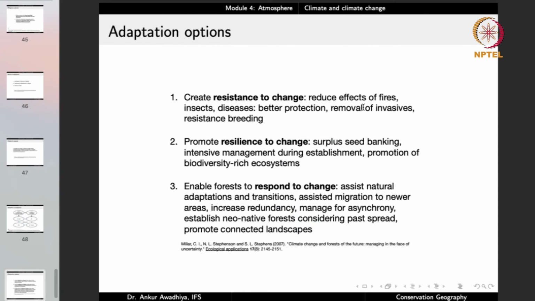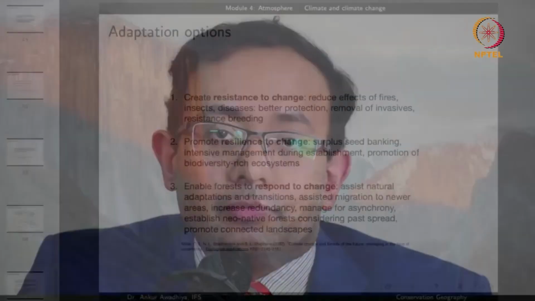So what are the adaptation options with us? We have 3 different adaptation options. One, create a resistance to change so that the systems are able to resist the changes, such as reduce the effects of fires, insects, diseases through better protection, removal of invasives and resistance breeding. So in this case, we are trying to have a system that is able to resist the change. So for instance, if we expect that there will be a drought, we generate those plants through breeding operations that are able to resist the drought.